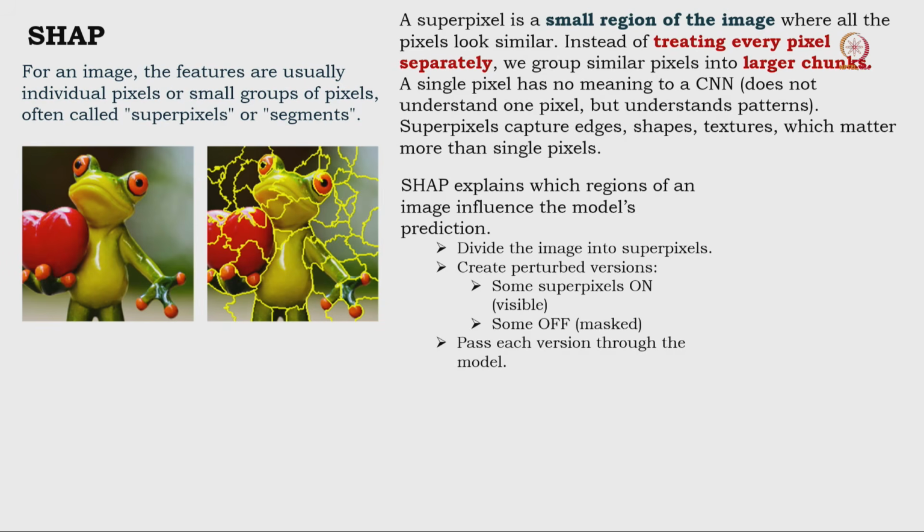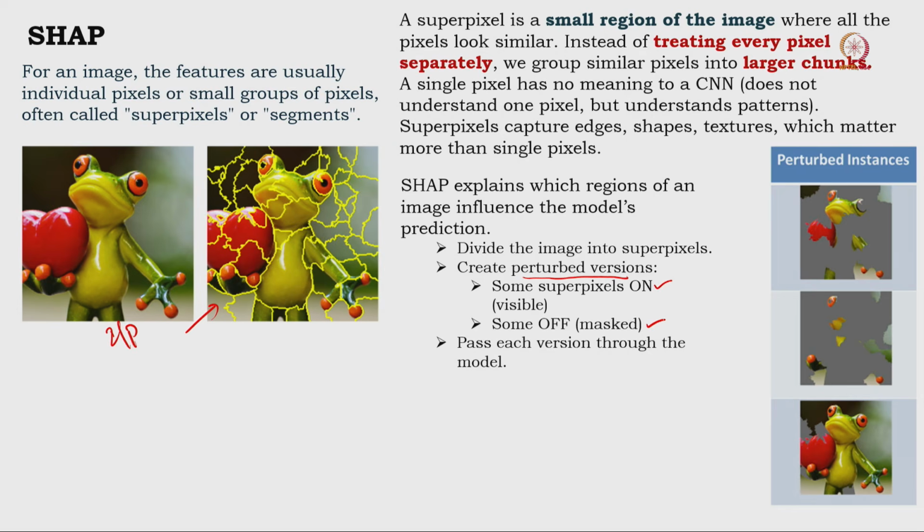How do we do this? The input image is divided into many superpixels. There is no restriction that the superpixels should be 3 or 4; we divide it into many superpixels. Once we do this, we create perturbed versions. What do we mean by perturbed versions? Some superpixels are on and some superpixels are off. How does it look? It looks something like this.